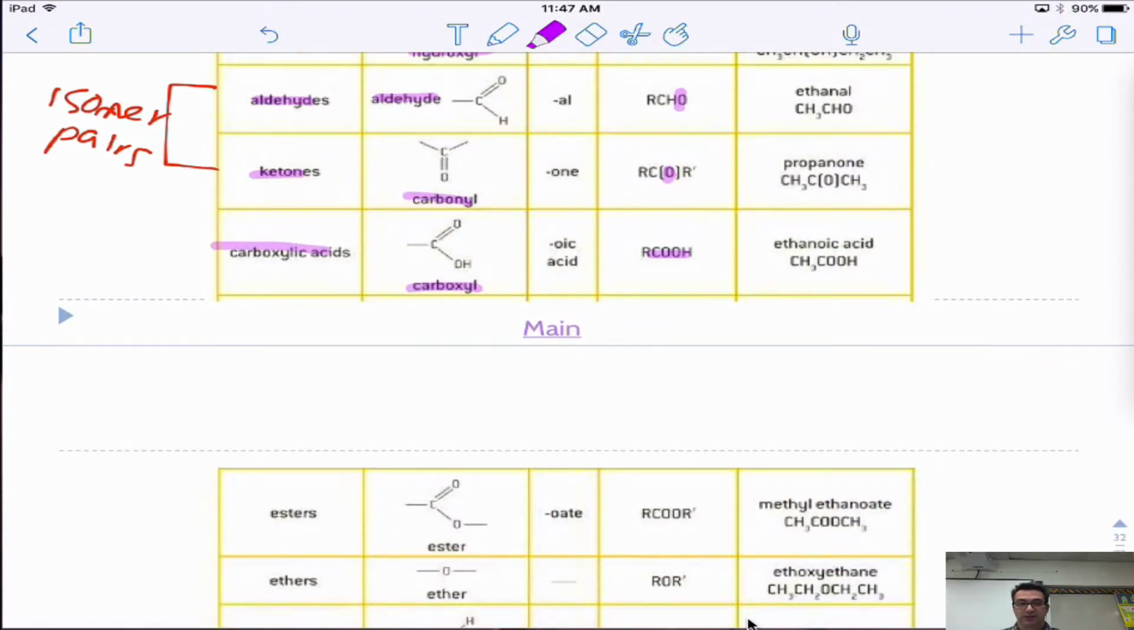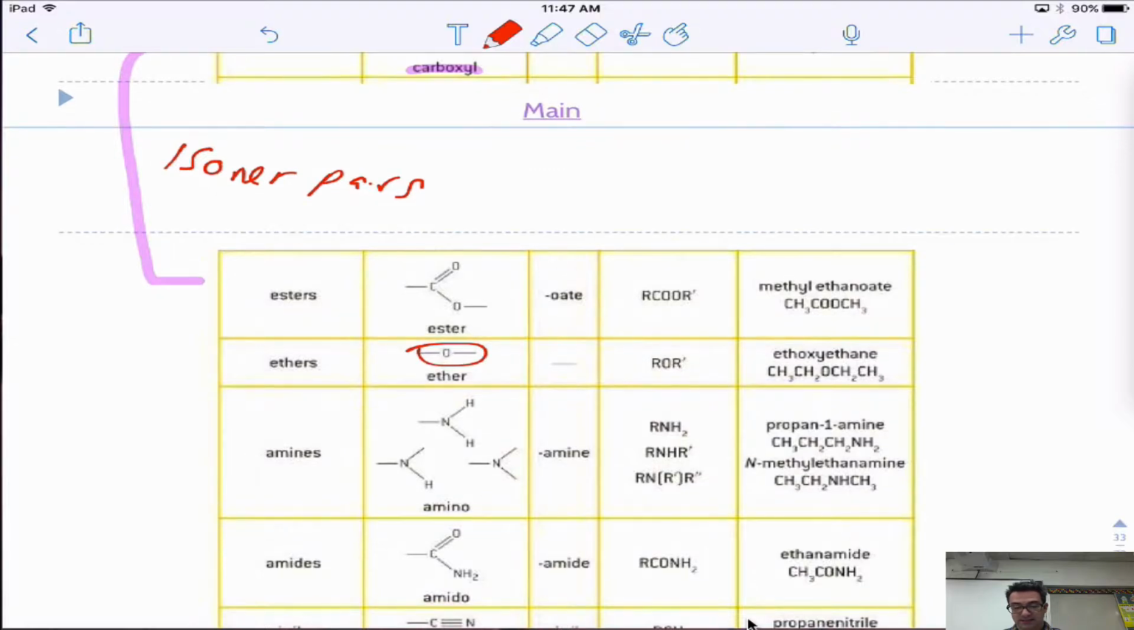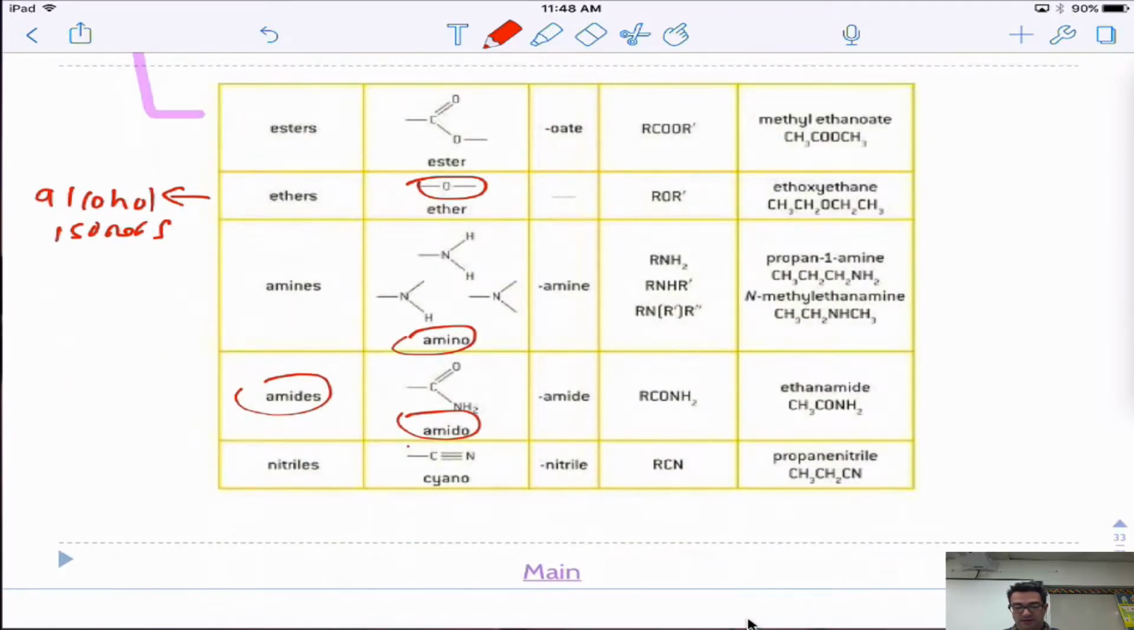Below the carboxylic acids are the esters, and these are isomer pairs as well. And you can see that they have the same 2 oxygens. It's just the placement within the molecule of where the oxygen is. Then we have ethers with the O in the middle. And these actually relate as an isomer to alcohols. We have amines that have the amino group. We have amides that have the amido group, and we have nitriles that have the cyano group, CN.